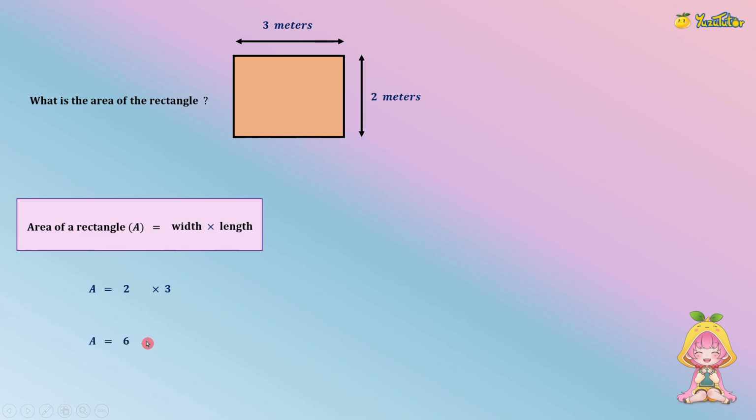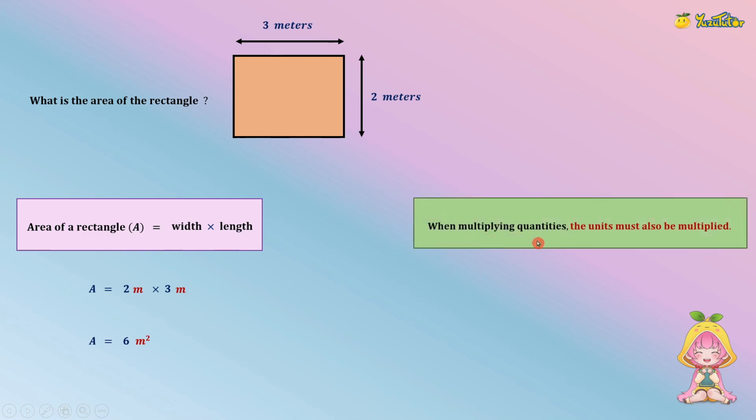Question: what is the unit of this area? And the answer is square meter. Why? Because when substituting the unit of width and length, we use meters. And meters times meters give square meters. So, when multiplying quantities, the units must also be multiplied.